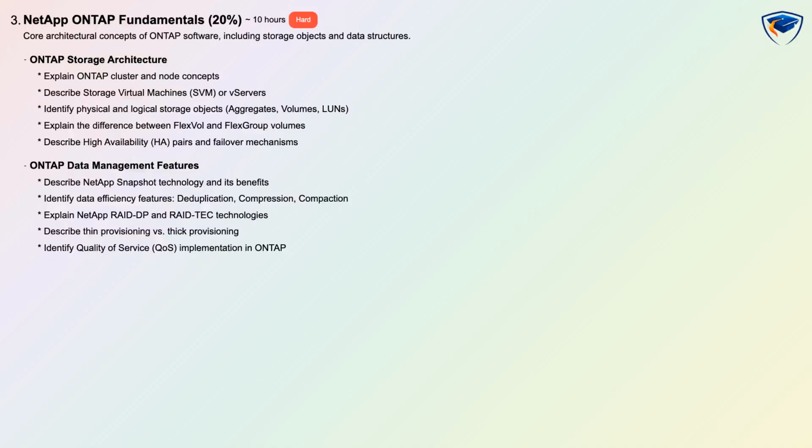You will learn differences between FlexVol and FlexGroup volumes, high availability pairs and failover mechanisms, and data management features like snapshot technology and its advantages. The syllabus also requires understanding of data efficiency features including deduplication, compression and compaction, RAID-DP and RAID-TEC choices, thin versus thick provisioning, and how quality of service is implemented in ONTAP.